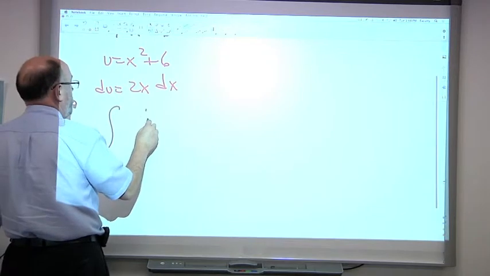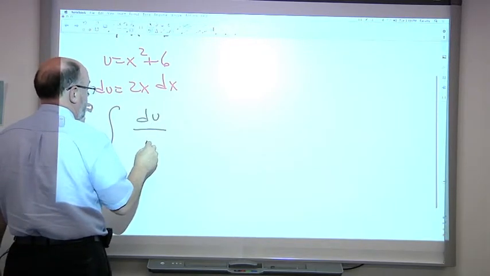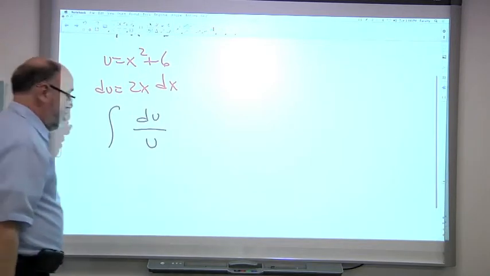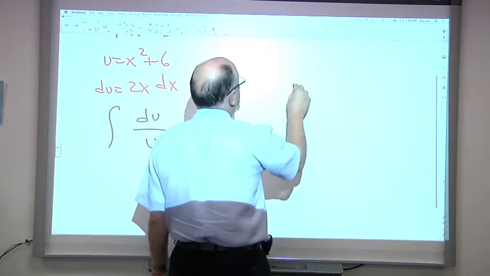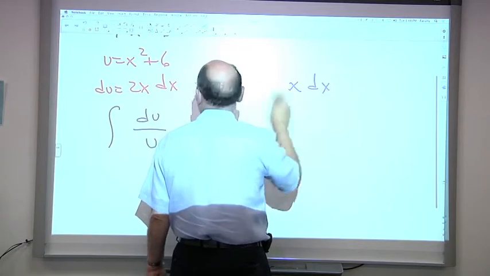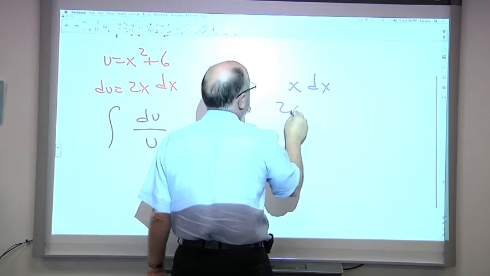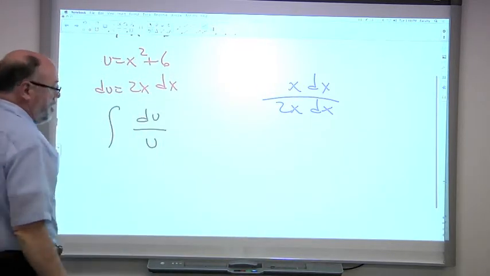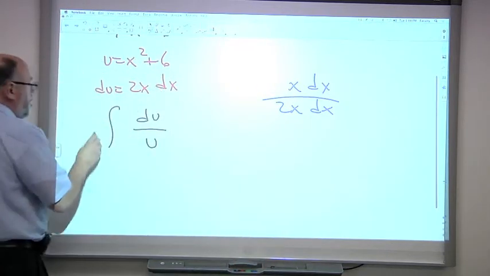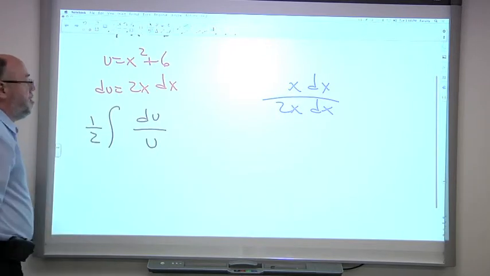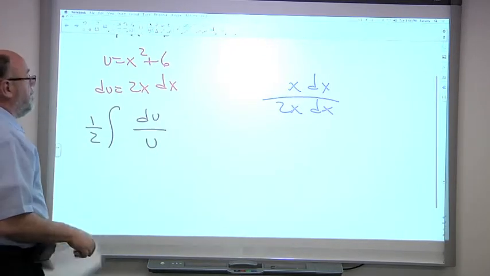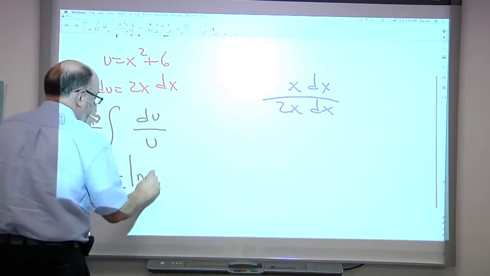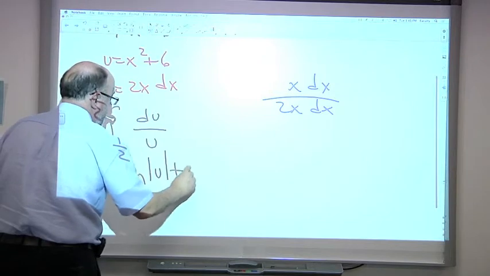And du over u. But now the question is about that factor. In the original, we had x dx. Here, my du is 2x dx. And so again, my factor here will be 1/2. So we can integrate this, so we end up with 1/2 the natural log of u plus c.